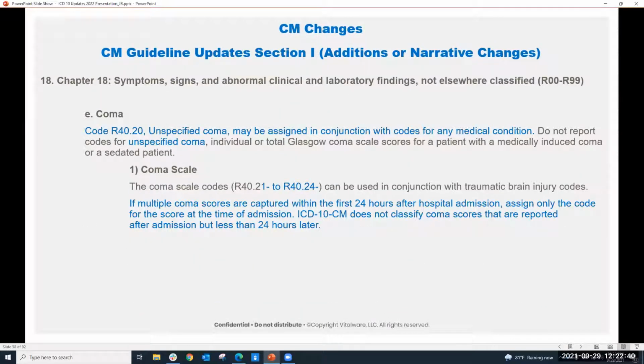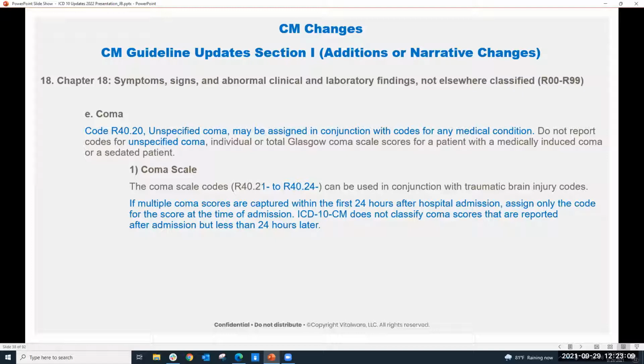Next chapter is chapter 18, symptoms, signs, and abnormal clinical and laboratory findings. Here they're talking about coma code R40.20. They're just letting you know that this code can be assigned with any medical condition, but it cannot be assigned when the coma was medically induced or the patient was sedated. And then they added the coma scale codes. They added to those, you'll see.